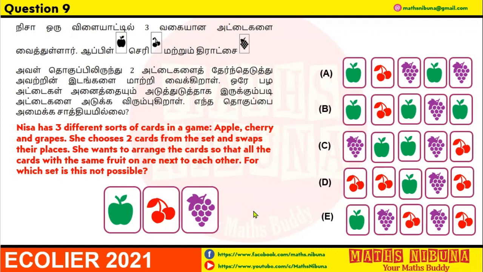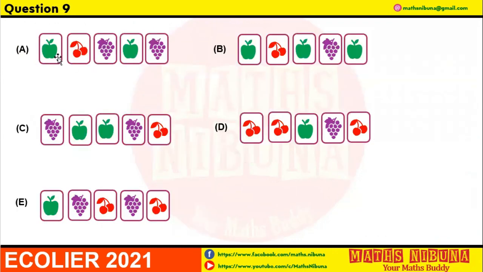Okay. So we see the answers. First of all, this one. Let's say I want to change this and this. I want to swap. Okay, when I swap this and this, this one becomes here, and this one becomes here. That means these 2 cards are changing their places. So when I do this one, nothing happens. Still apple and apple are not side by side. So it's not possible. If I try to change this and this, is it possible?